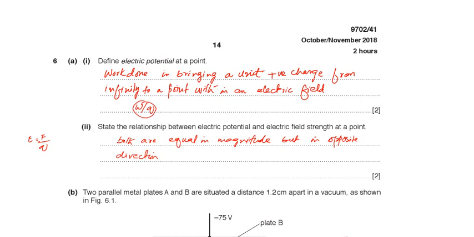State the relationship between the electric potential and electric field strength at a point. So electric field strength and electric potential both are the same in magnitude, but they are opposite in direction, right?